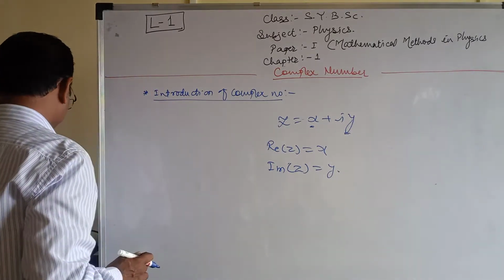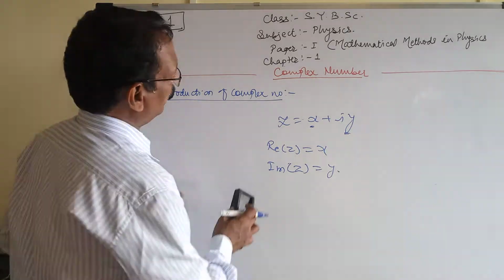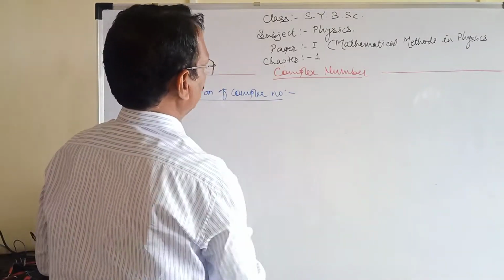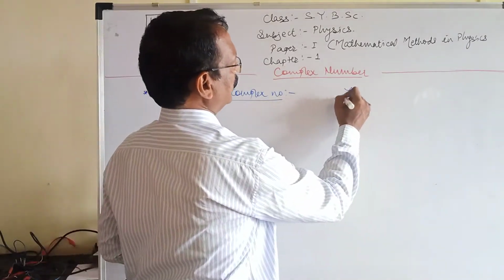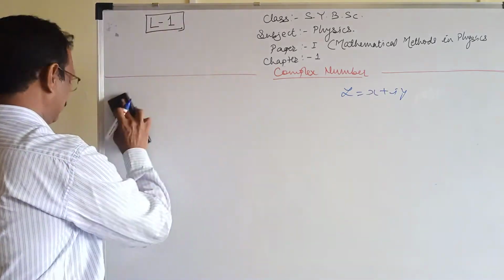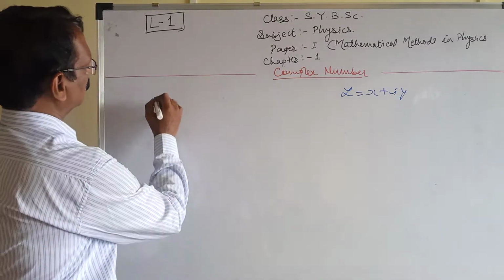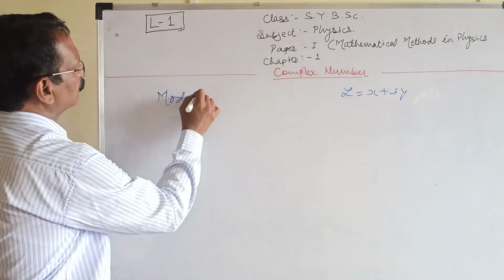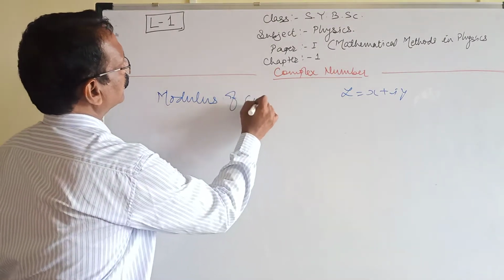Then we have to see what is the modulus of a complex number. Just now we saw what a complex number is: z is equal to x plus iy. Now the next article is the modulus of a complex number.